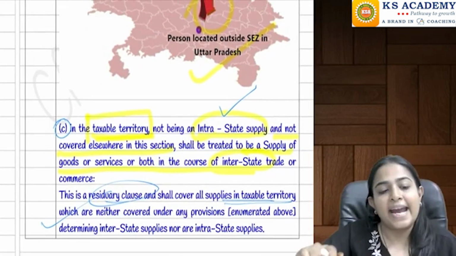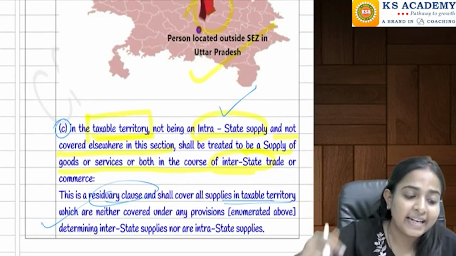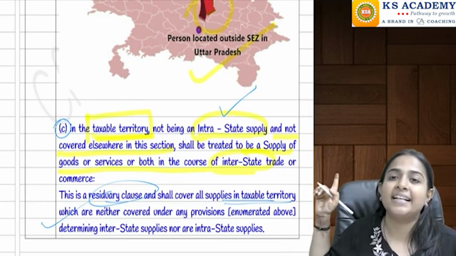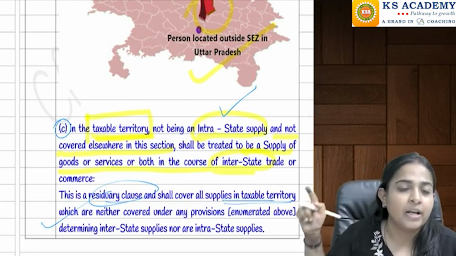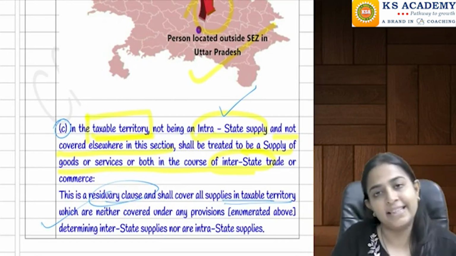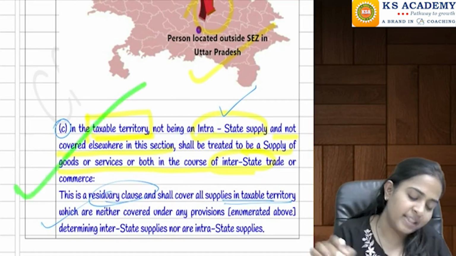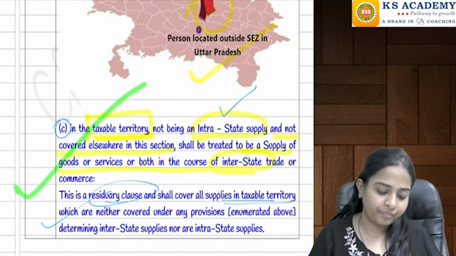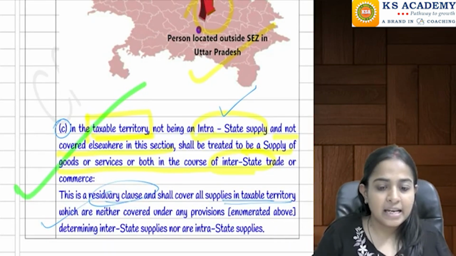Yes, and any supply of goods and services in the taxable territory which is not getting covered under intrastate supply, that we will study in the next section, then in that case it is a residuary provision. Therefore, they are treating it as interstate supply itself. Very clear with this? Yes.